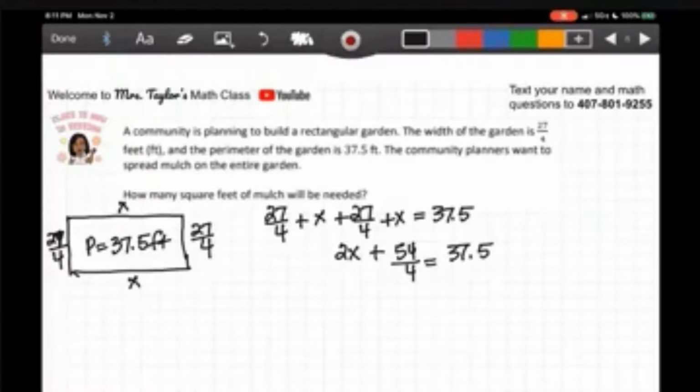Now, as a decimal, hold on, let me get my calculator out. Let's see. Let's do 54 divided by 4, which is going to get me 13.5. So let me rewrite this as 2x plus 13.5 is equal to 37.5. And let's subtract 13.5 from both sides of the equation.